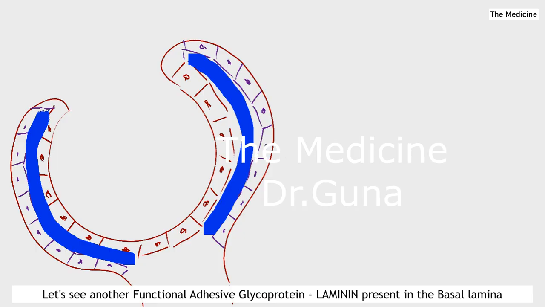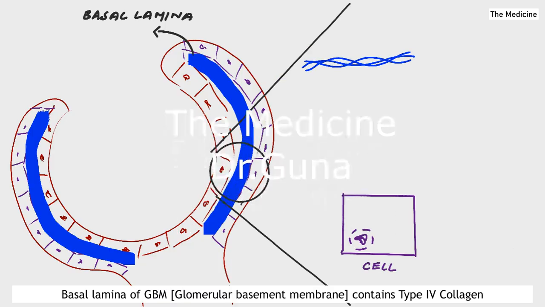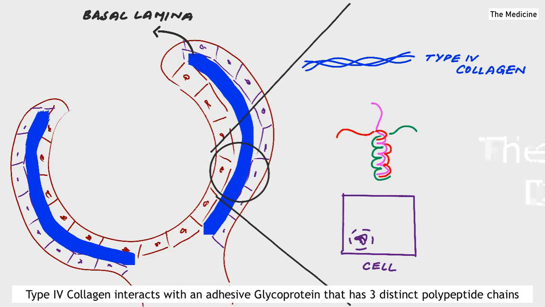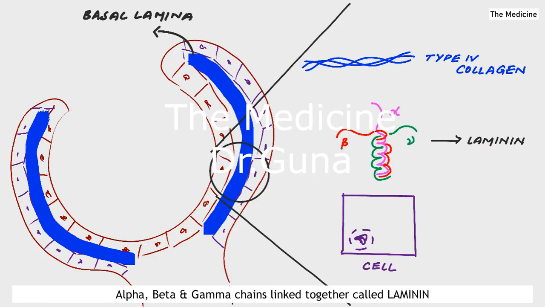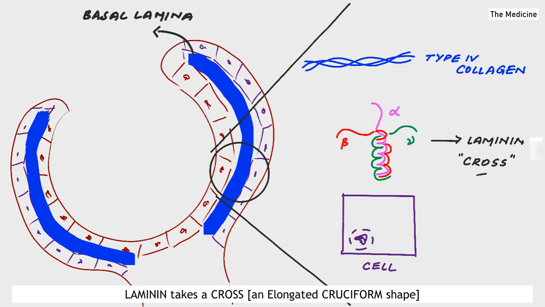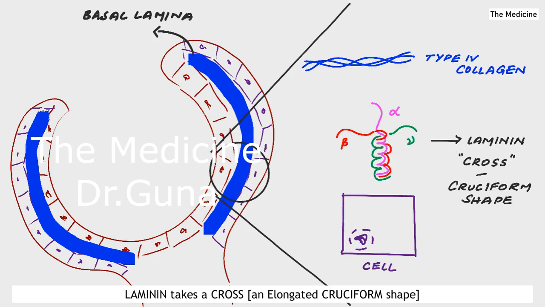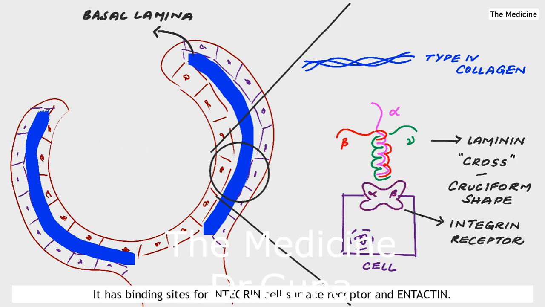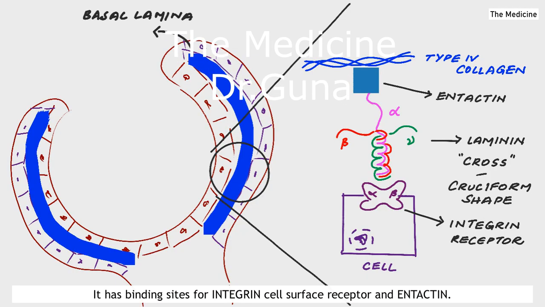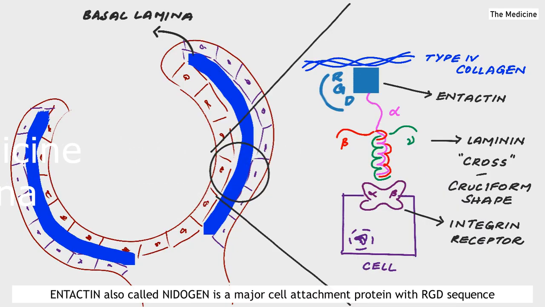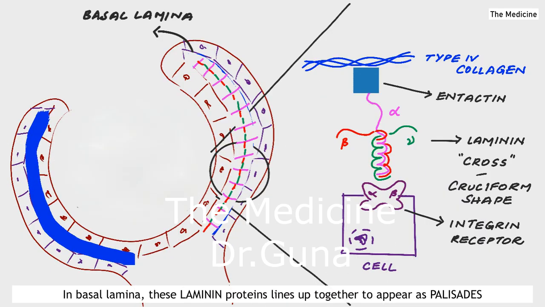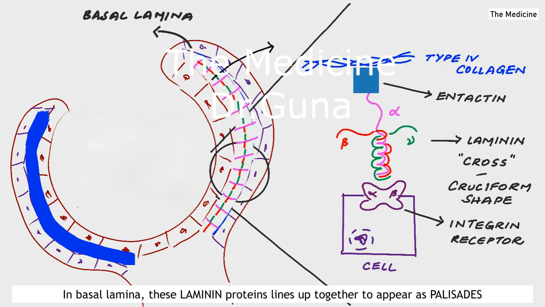Let's see another functional adhesive glycoprotein, laminin, present in the basal lamina. The basal lamina of the glomerular basement membrane, GBM, contains type 4 collagen. Type 4 collagen interacts with an adhesive glycoprotein with three distinct polypeptide chains, alpha chain, beta chain and gamma chain, linked together, called laminin. Laminin takes an elongated cruciform shape. It has binding sites for integrin cell surface receptor and entactin. Entactin, also called nidogen, is a major cell attachment protein with RGD sequence. In the basal lamina, these laminin proteins line up together to appear as palisades.